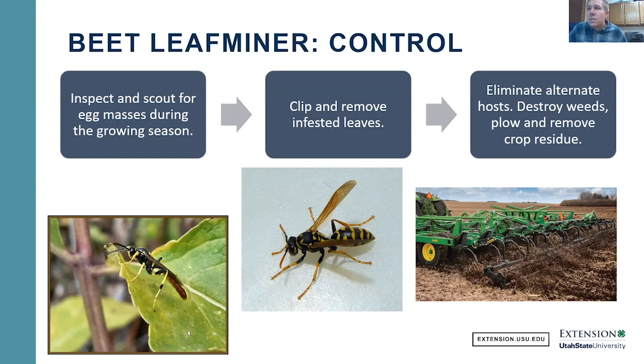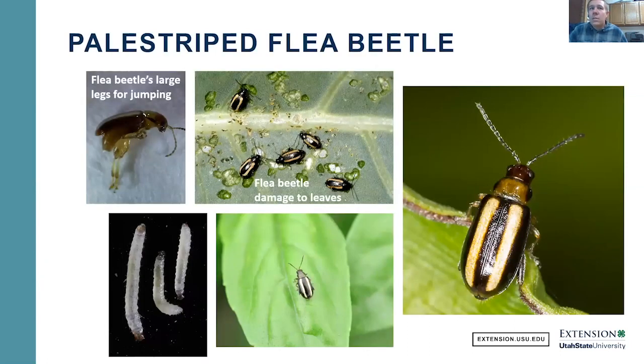The last thing that I wanted to cover was the pale striped flea beetle. These are actually a little bit different than some of the others. They overwinter as adults in areas protected by soil clods, weeds, or some different plants, and then they'll come out in mid to late spring, and then they'll lay their eggs near the host plant. And the larvae are going to move into the soil.